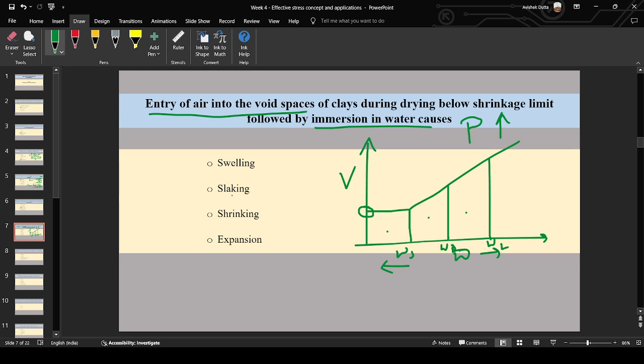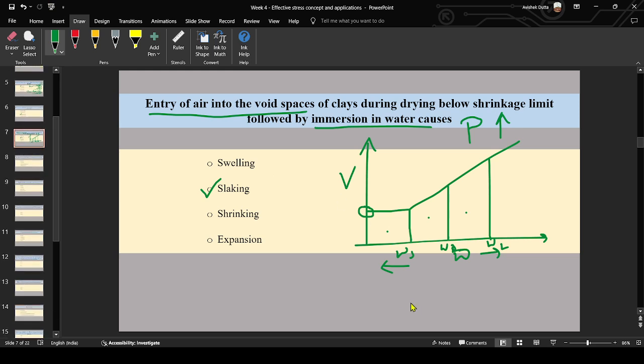Now this phenomenon is called slaking of clays, which is mainly observed in clays only. When drying below the shrinkage limit, air enters the void spaces because water is expelled out, and if the soil is immersed in water immediately, then what happens? The re-entry of the water in the soil creates very high pressure, which disintegrates the structure of the clay mass. Okay, it is called slaking of clay. I hope it is clear.